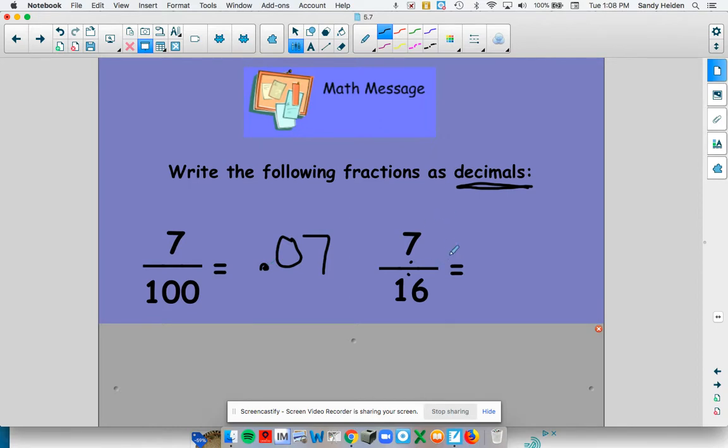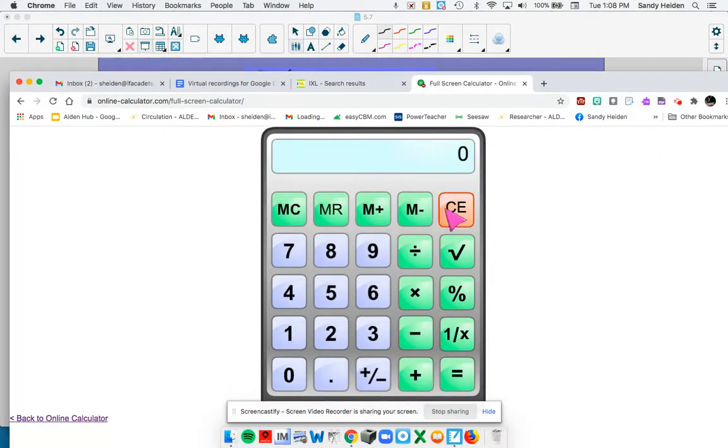This one, I would use the calculator because that's not over 100. Doesn't make any easy sense to me. So it says 7 over 16. I like to think of this as the divided line because that says 7 divided by 16. So I'm going to put it in the calculator. 7 divided by 16 equals 0.4375. I'm going to round it to the second place. This 7 would bump the 3 up to a 4. So 0.44.